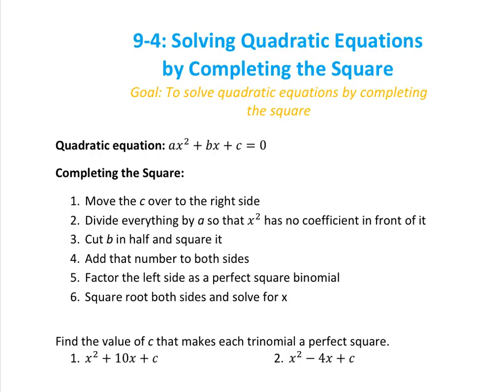First way, 9.4, is called completing the square. As you see, completing the square. Our goal here is to solve these by completing the square. This is the process if you are better at memorizing a procedure, memorizing small individual steps, then this is going to be your favorite way to solve this. If you look at these 6 steps: move the c over to the right, divide everything by a, cut b in half and square it, add that number to both sides, factor the left side, and then square root it and solve.